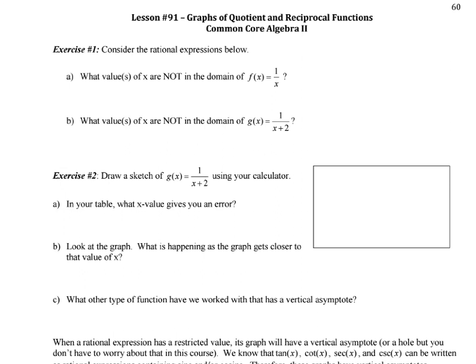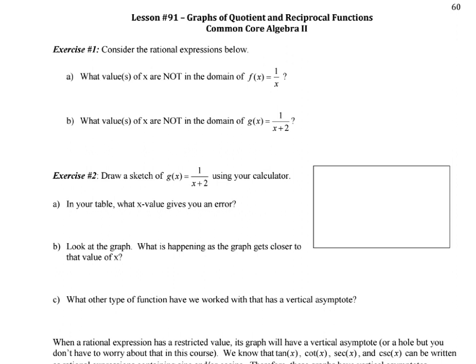So in this lesson, we're going to find the graphs of the other four trig functions: tangent, cotangent, secant, and cosecant. It's a one lesson topic. We don't do any transformations, but we just learn what the graphs look like. So to start out with, we're going to consider these rational expressions.